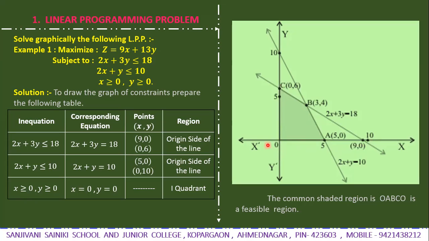Now we have the corner points O as origin (0, 0), A (5, 0), C (0, 6), but we don't have the point B. So how to obtain the coordinates of the point B? Now B is the point of intersection of these two lines. So if we solve these two lines simultaneously, then we will get the coordinates of the point B.